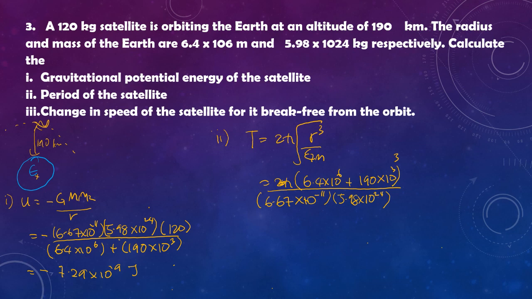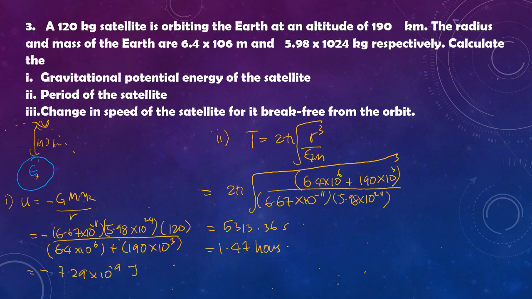We arrange back our equation, the formula, with the square root and then times 2 pi. From that value, we get 5313.36 seconds. When we calculate back the time here, it is about 1.47 hours. It's logical, because it's just 190 kilometers. It does not take too long for the satellite to orbit around the Earth.